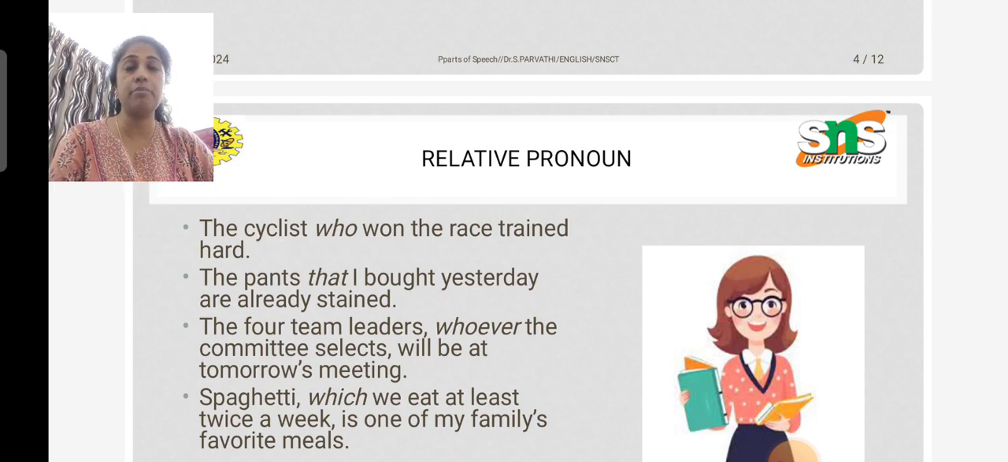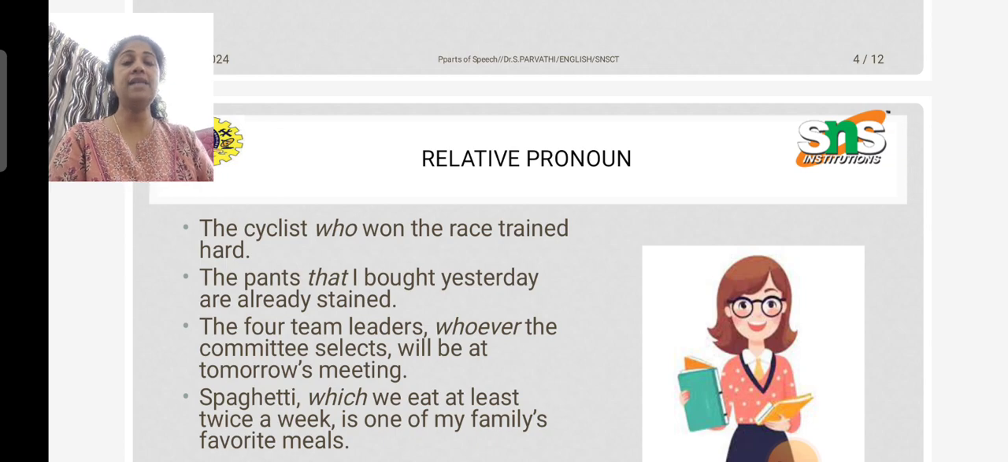We'll see the examples. The cyclist who won the race trained hard. Look at this. Here, in the cyclist who won the race, we are mentioning the cyclist, right? So this is called a relative pronoun. We are talking about the cyclist using the word who.